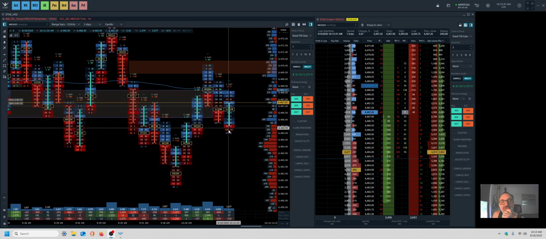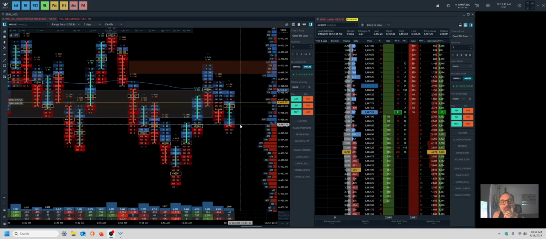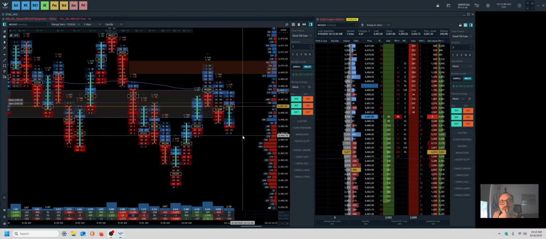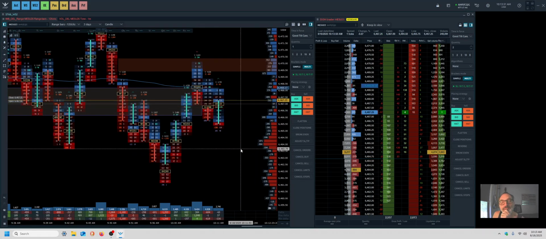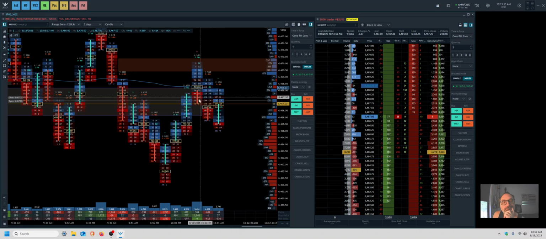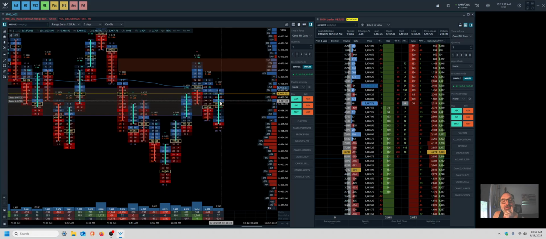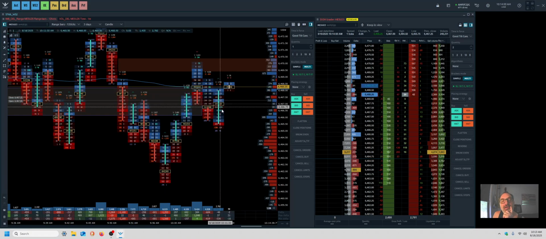So we're starting to lose the high, even though we have the positive delta right now. It's just staying there. Had a bunch of selling here before. There's a lot of selling in here. So we need to see a lot of buying.